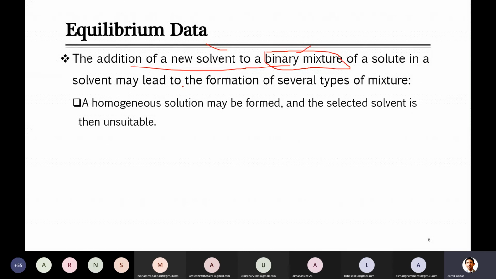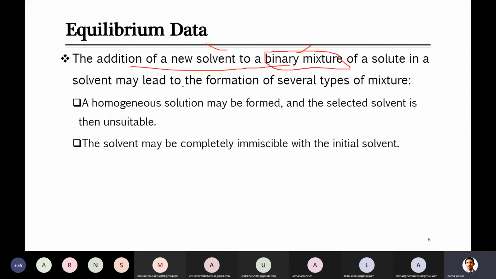So in that case, definitely your solvent selection is not suitable, and this was discussed earlier that solvent should be selected in such a way that it should not have affinity with the major component of the feed. It should have affinity only with the solute.